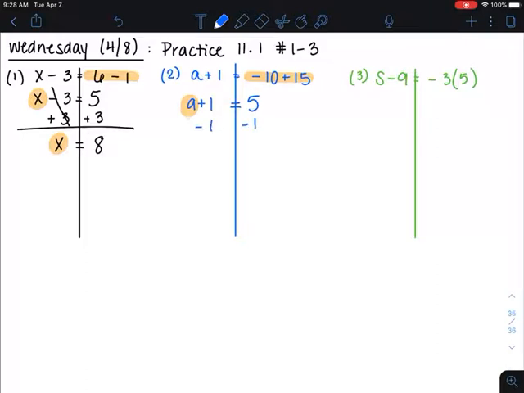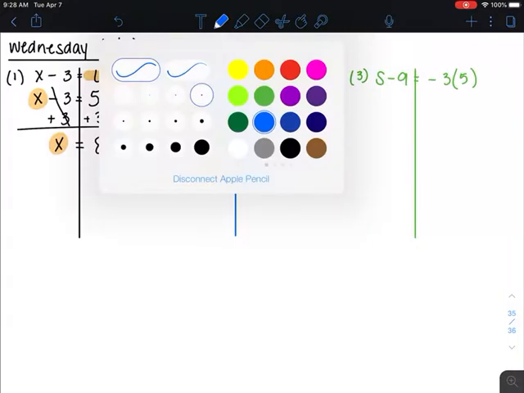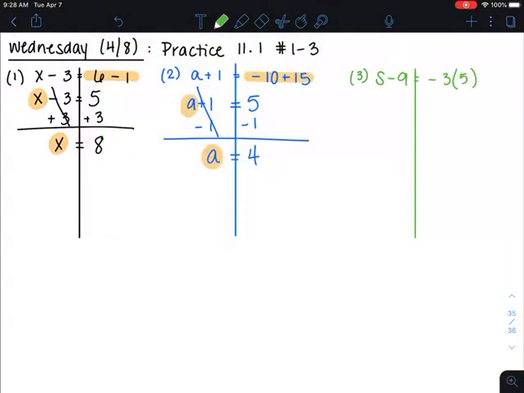Our variable is a. Currently, we are adding 1, and the opposite of adding 1 is subtracting 1. Our 1's will cancel because 1 minus 1 is 0, which gives me a equals, and 5 minus 1 is 4. A is by itself. We are done.